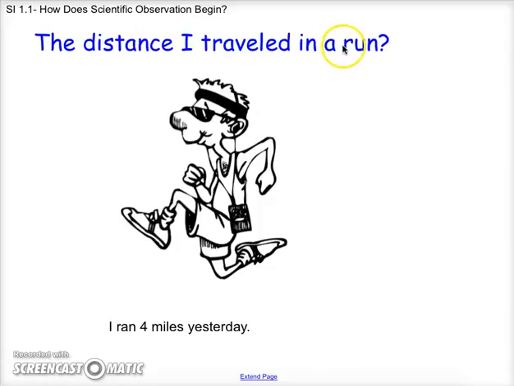The distance I traveled in a run. I ran 4 miles yesterday. I have a number and a unit, therefore it is a quantitative observation.